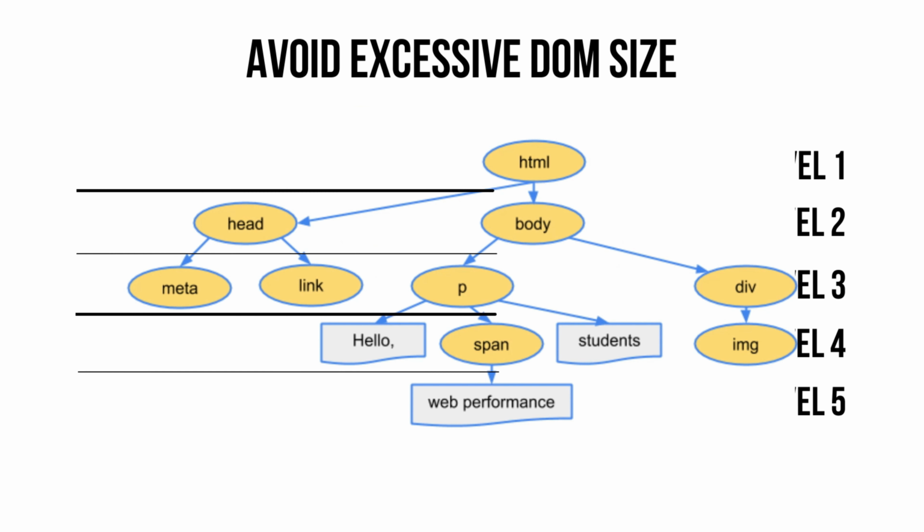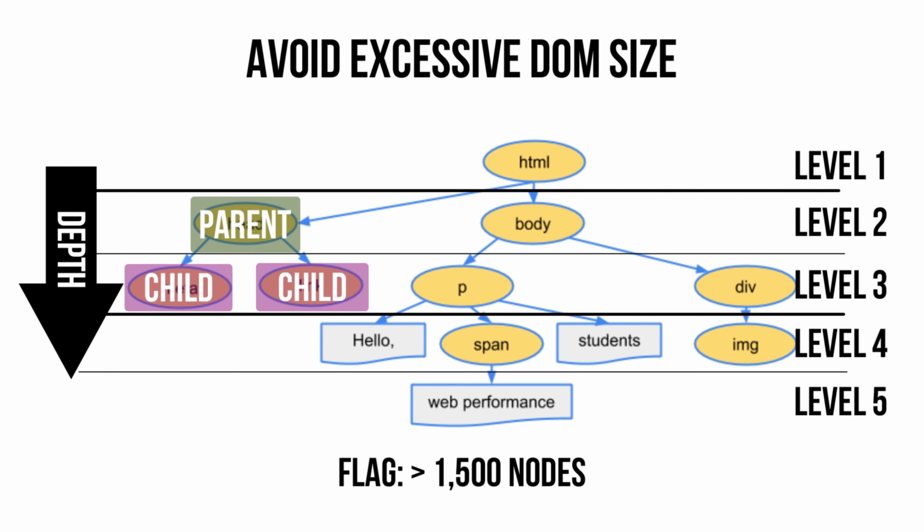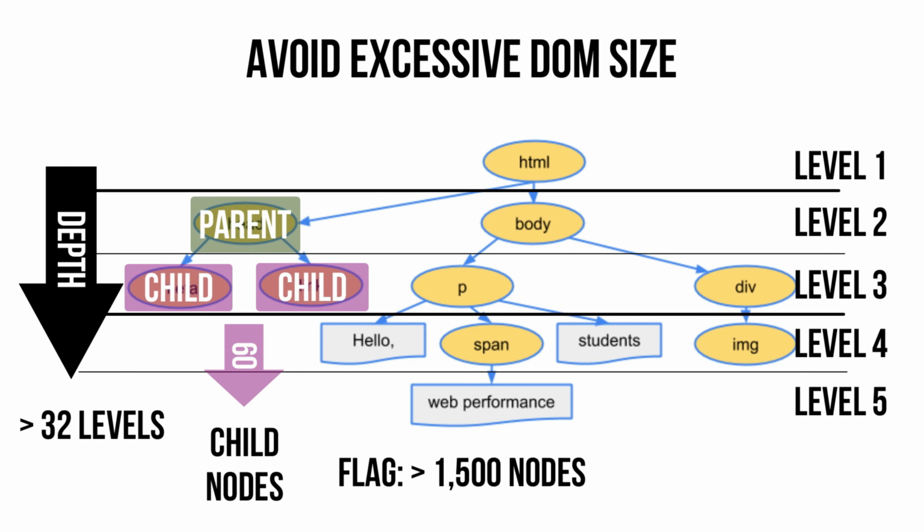Now, the distance between each node and the root element is known as depth, and the elements below each parent node are called child nodes. PageSpeed Insights will flag this audit when a page has more than 1,500 nodes, or the depth is greater than 32 nodes, or any one parent node has more than 60 child nodes.